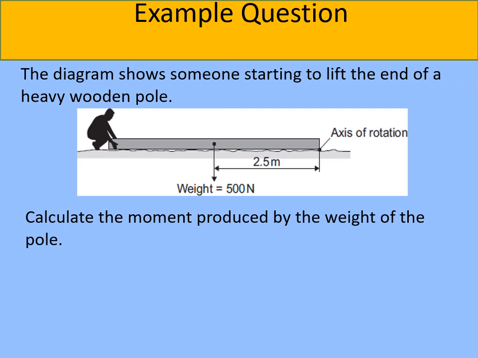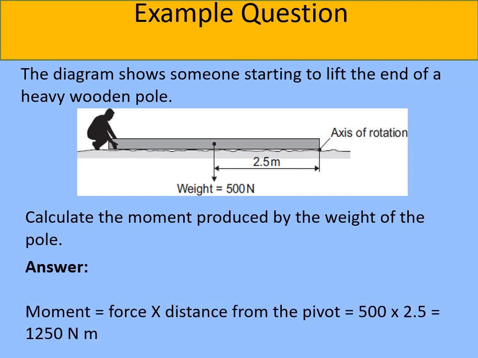It says you need to calculate the moment produced by the weight of that particular pole. So we use our moment equation, which is force times distance from the pivot. The force in this case is the weight of the pole, which is acting 2.5 meters from the axis of rotation. So we do 500 newtons, the force, multiplied by the distance of that force from the pivot, 2.5 meters, and we get 1,250 Newton meters. Make sure that you write down the units as well.